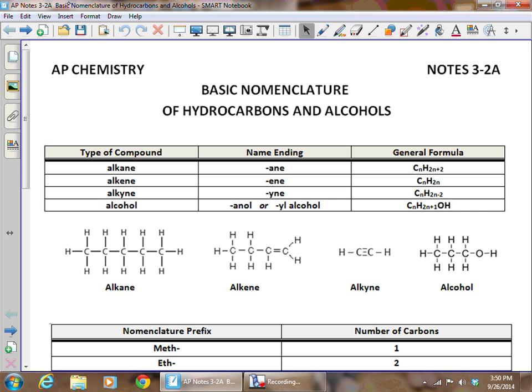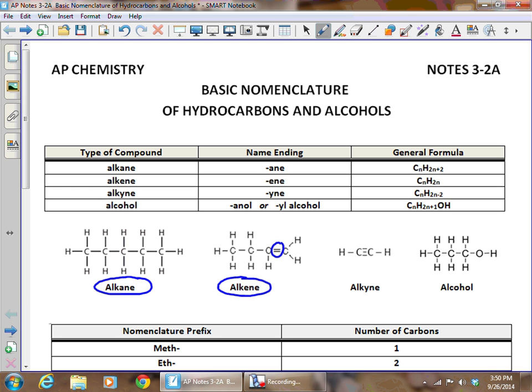We have the alkanes, and if you look at what their structure looks like, these are hydrocarbons because they contain only hydrogen and carbon. And every bond in this alkane is a single bond. Well, we also then look at alkenes, and when we see the ending "ene" on a compound, we know that somewhere in that compound there's a double bond. That shows up right here.